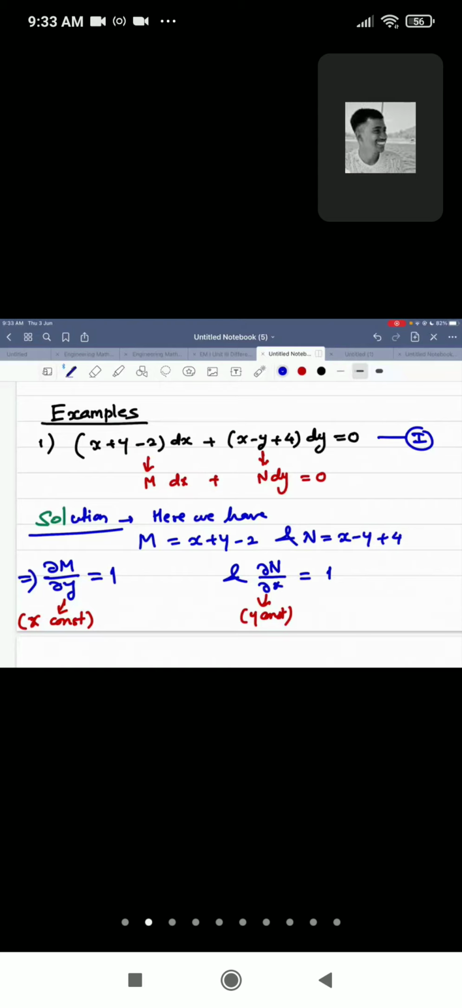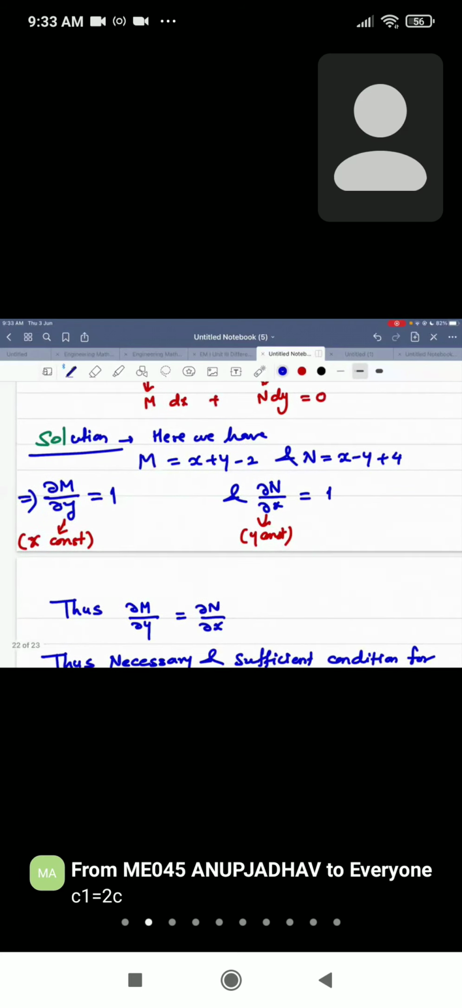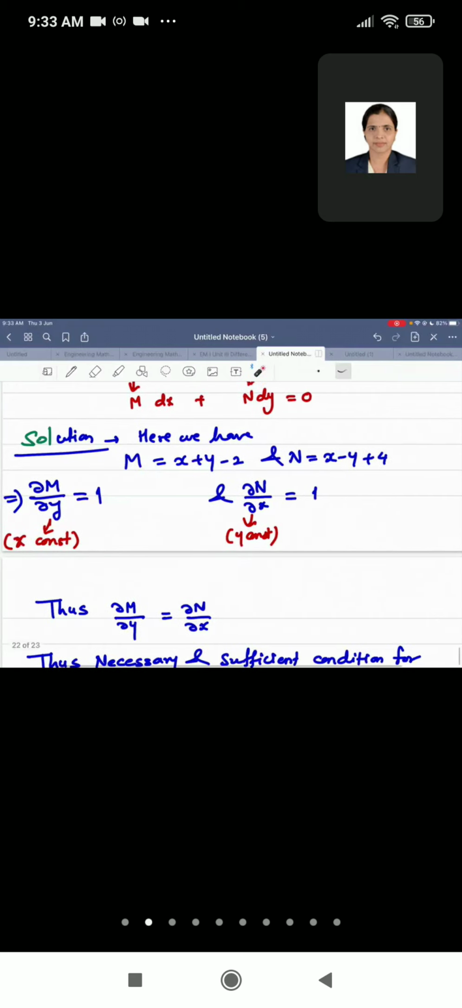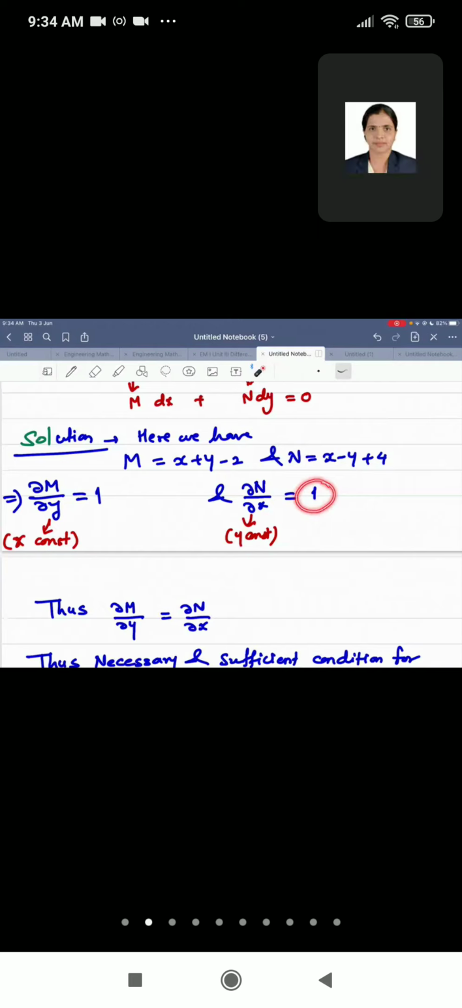Yes, ma'am. Okay. Then you differentiate M with respect to y, right? So now when I differentiate M with respect to y, I have to treat x as a constant. So x is constant here, right? Now what is derivative of a constant? Derivative of constant is 0. Now, what is derivative of y with respect to y? It is 1. And what is derivative of 2 with respect to y? It is 0. So there is only 1. Is it clear? Yes, ma'am. And on the same line, here you get del N by del x also as 1.